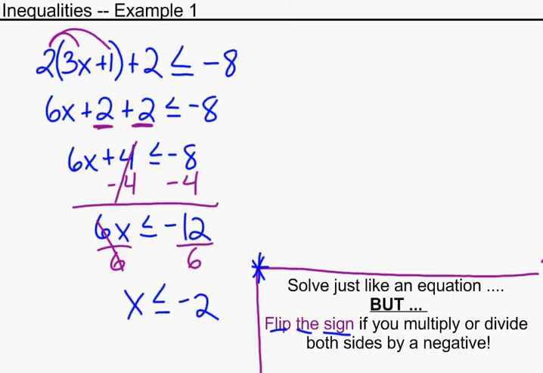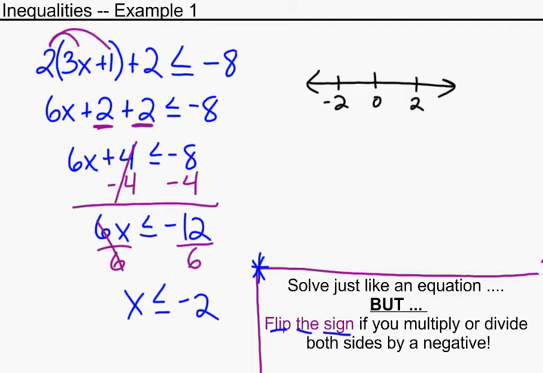So the difference here between an equation and an inequality is I now have an infinite number of answers, anything that's negative 2 and below. So I like to represent that with a number line. Now my number line is just more for reference. I always include 0, and then I include 2 other points. In this case, I'm going to include negative 2 and 2.